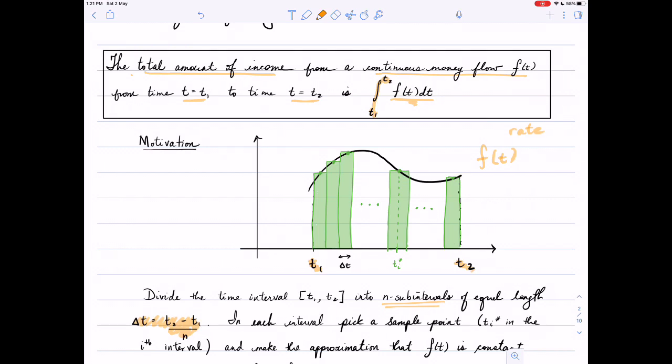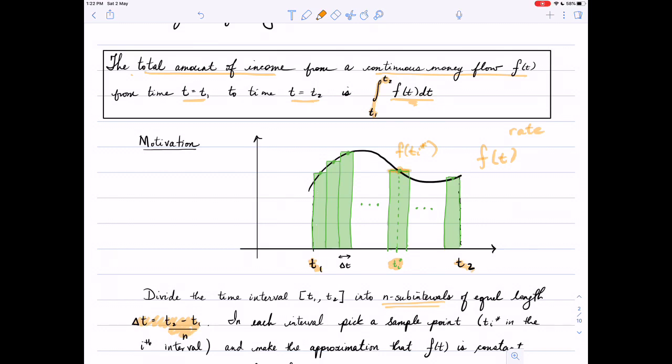In each interval, pick an evaluation point. So in the ith interval, I've called that ti star. An evaluation point meaning that we will pick f of ti star as the height. And so we're going to make the approximation that the money flow is constant over that tiny little interval.